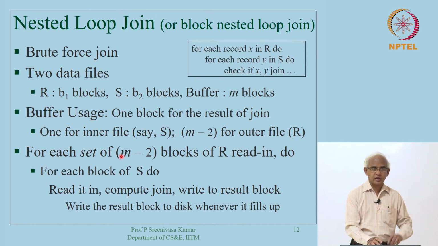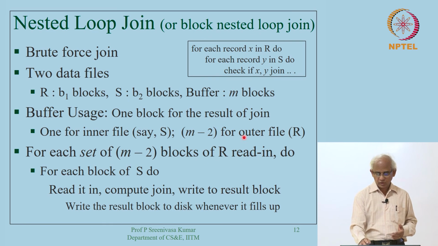For each set of these M minus 2 blocks of R, we will obviously not be just reading records of R into the memory, because we have to do block accesses. R is a disk file. So we will pick up M minus 2 blocks of R at a time. We get fast access if you ask for a large number of consecutive blocks of a file, if you are using RAID and other architectures. So you will specify M minus 2 blocks and read them, and keep M minus 2 blocks of R in memory.